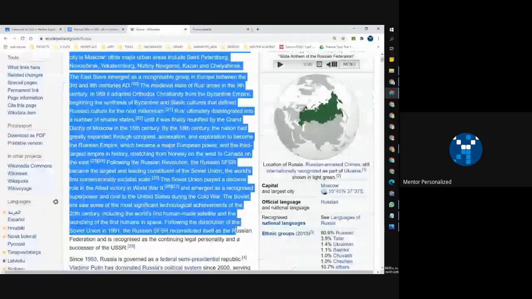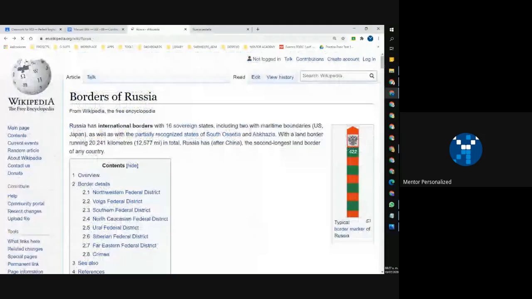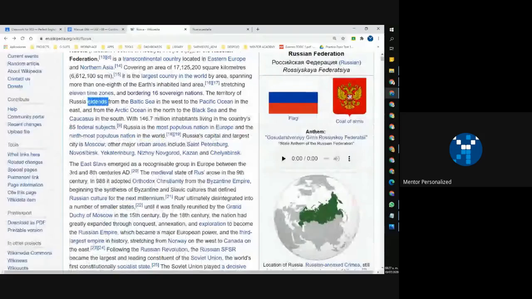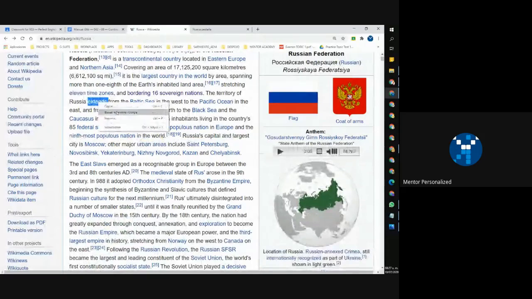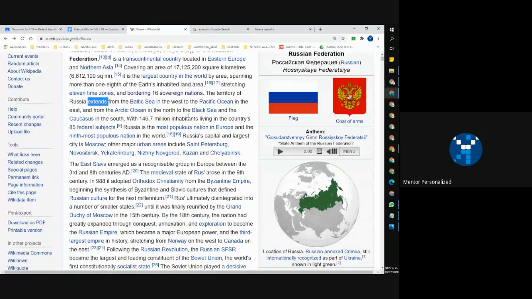Maybe two paragraphs is more than enough. You check vocabulary. You investigate: what is the meaning of extend? You click the right button, search for extend in Google. Extend, se extiende. Okay, and you continue reading: inhabitants.